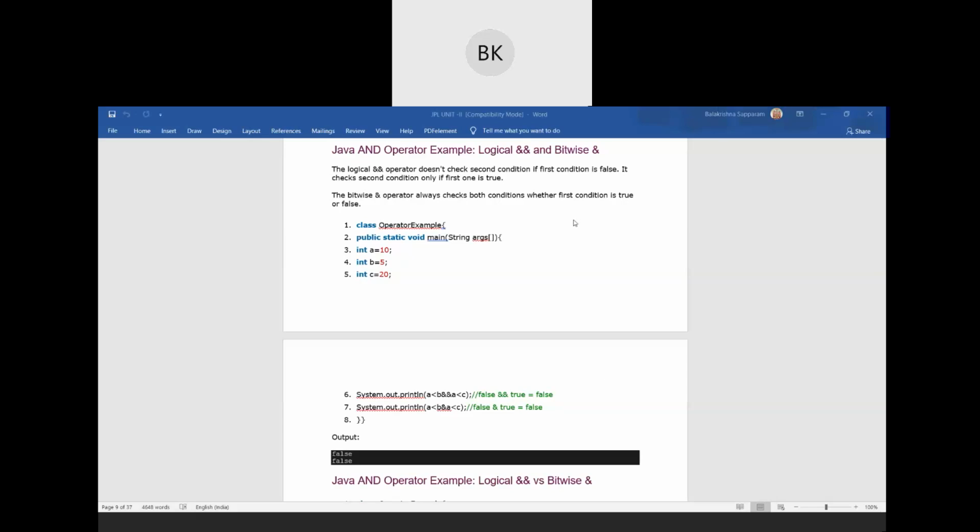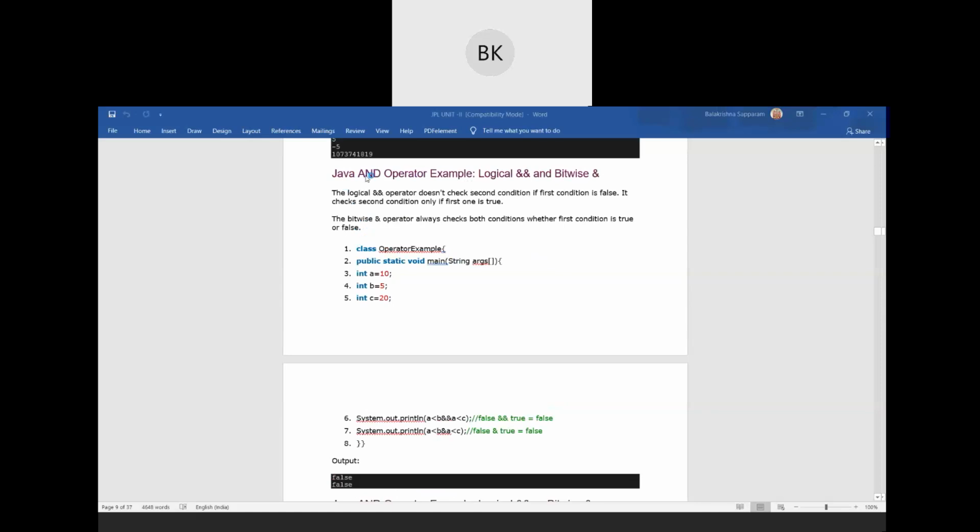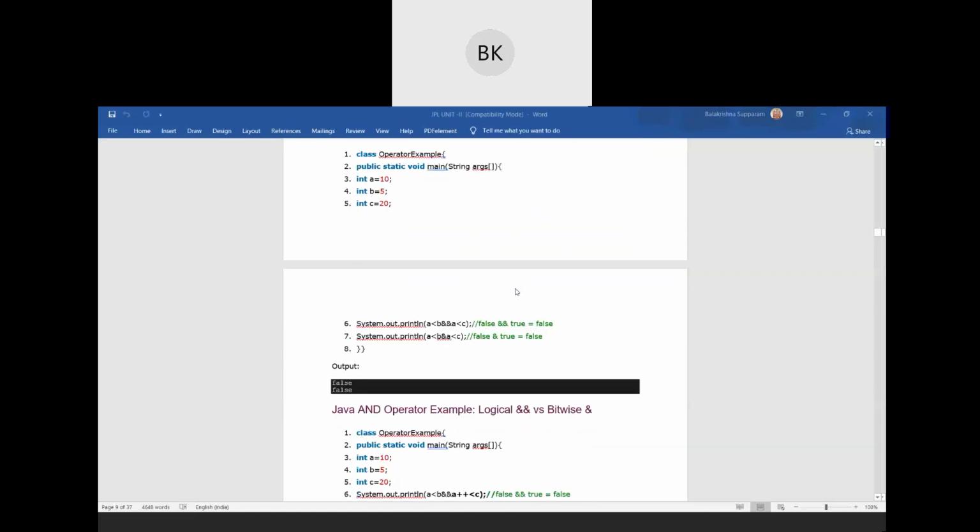In the last class, we covered the bitwise and logical AND operations. Okay, come to here. Bitwise, logical AND. Here, this is the logical AND.